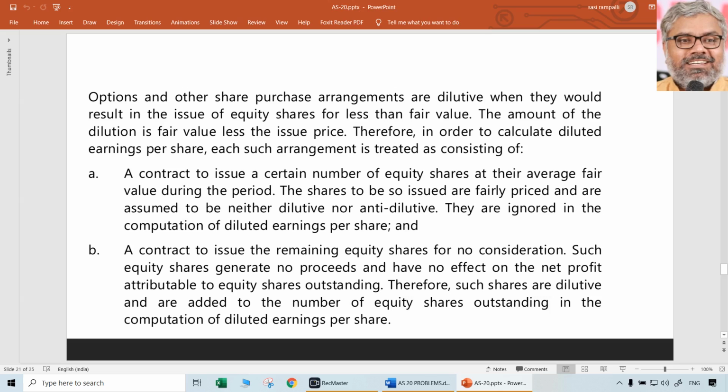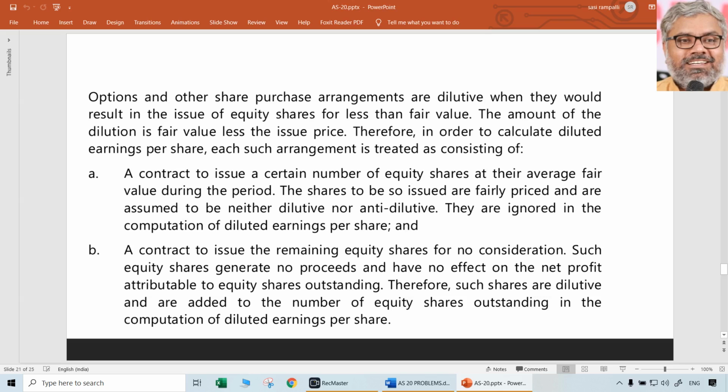We don't even have to worry about them, we just ignore them. But if those options are issued at a price lower than fair value, then the difference between the fair value and the issue price is the amount of dilution. To that extent, the number of potential equity shares has to be calculated and added in the denominator. Because of this, there may not be any increase in the profit, as we cannot ascertain the impact on the numerator. It is not measurable. Even in the case of ESOPs, the numerator cannot be measured, but the denominator definitely will have to be adjusted for potential dilution.